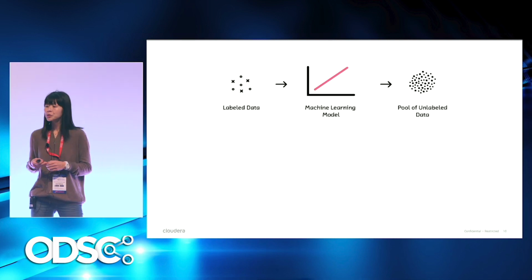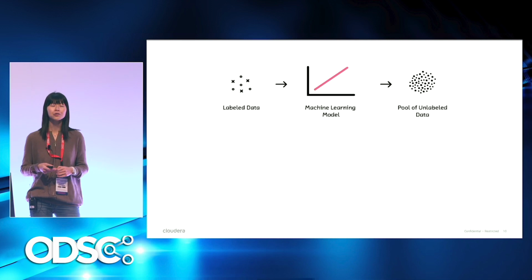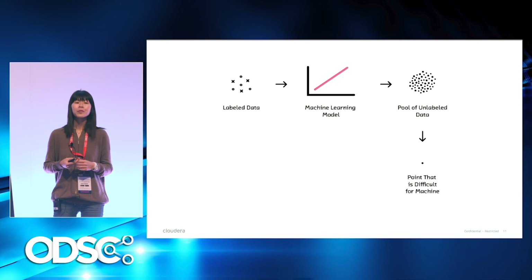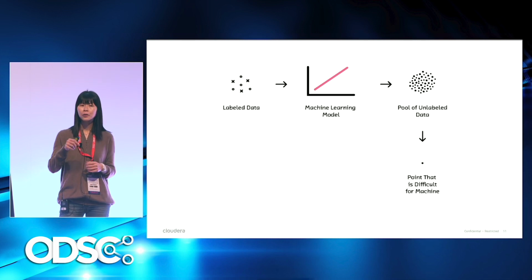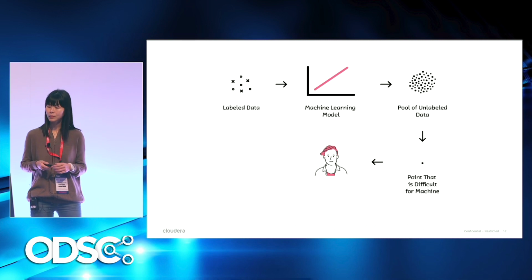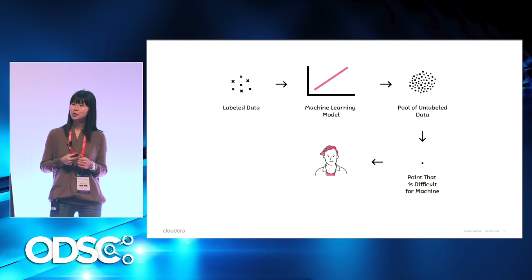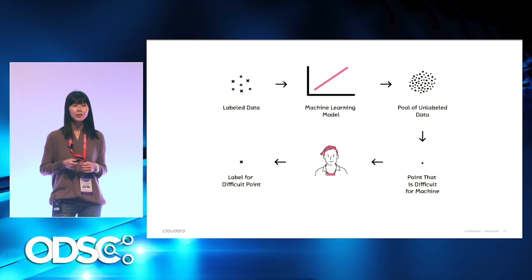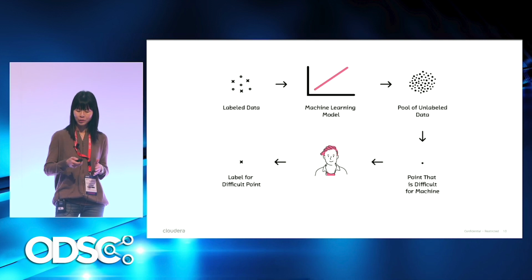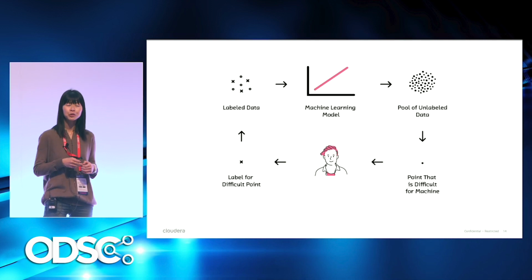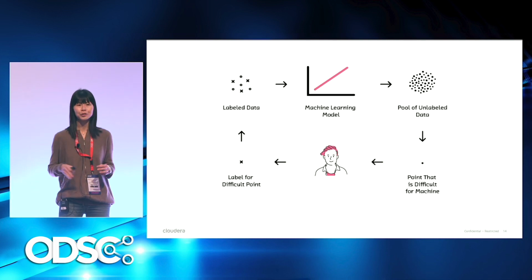This model is then used to make predictions across your entire pool of unlabeled data. Now, in the process of making predictions, the model also picks out data points that it has the most difficulties with. The human then steps in to provide the label. This data point becomes a labeled data point, and we can add it back to our original labeled data pool and restart the process.